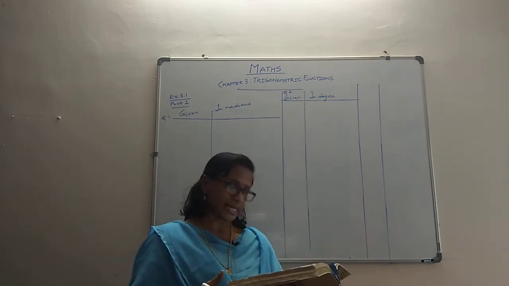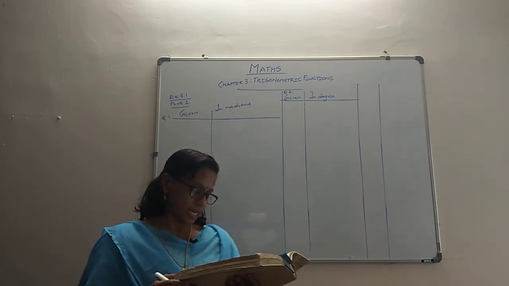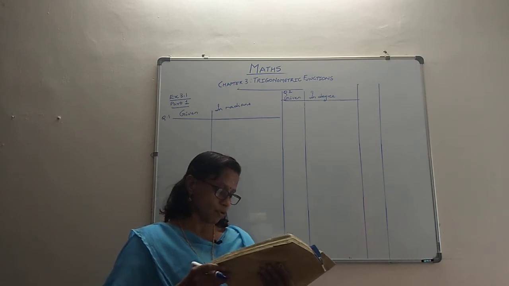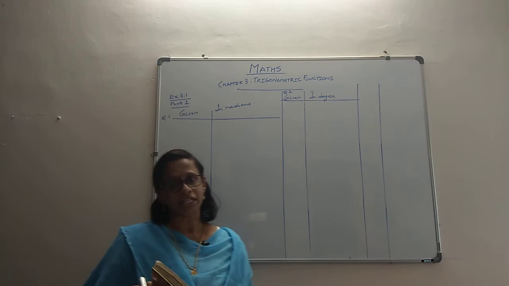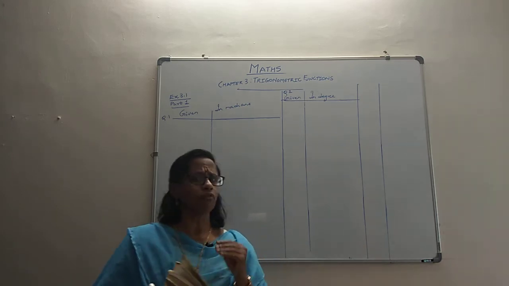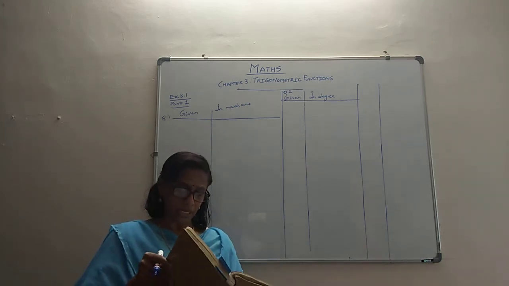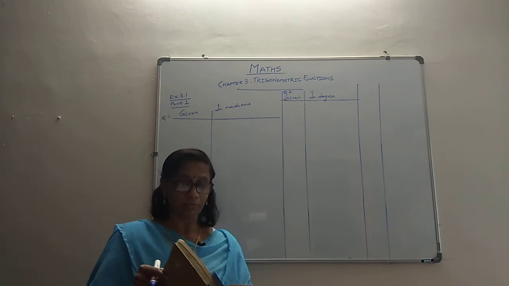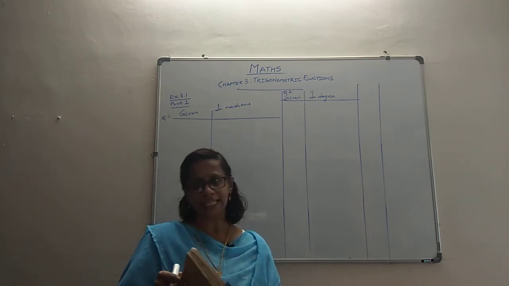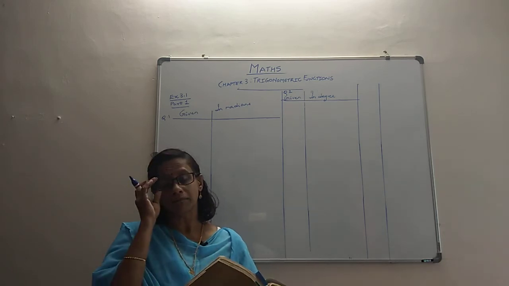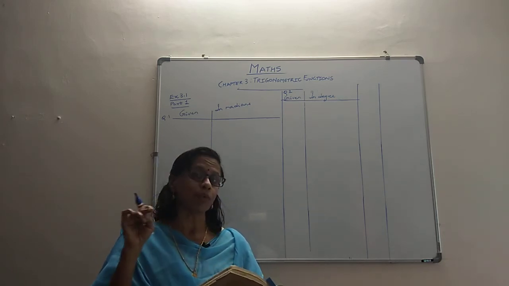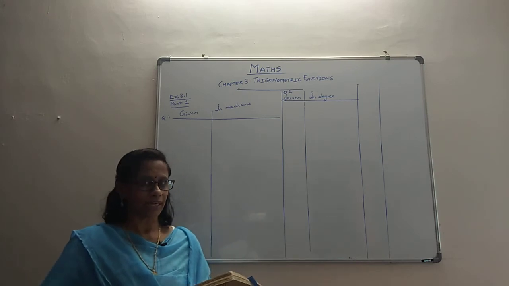Question number 1 says, find the radian measure corresponding to the following degree measure. So degree measure is given to us, we have to convert it into radian measure, and there is a straightforward formula. Whenever you are given an angle in degrees and you are asked to convert it into radians, you have to multiply by pi by 180. That time you will get the radian measure.